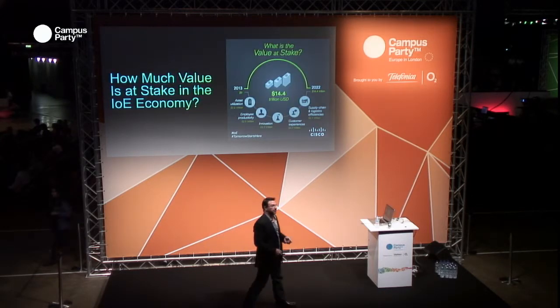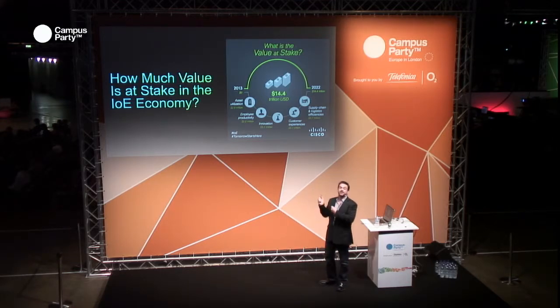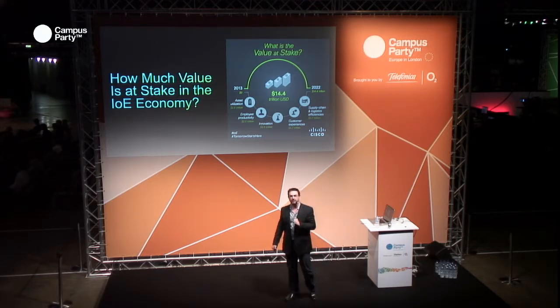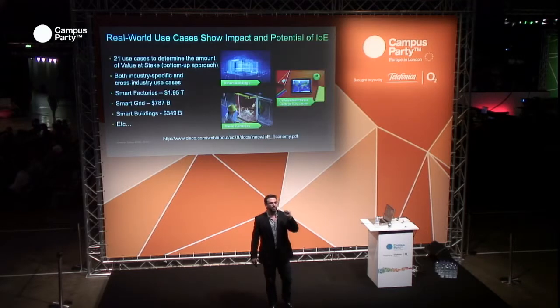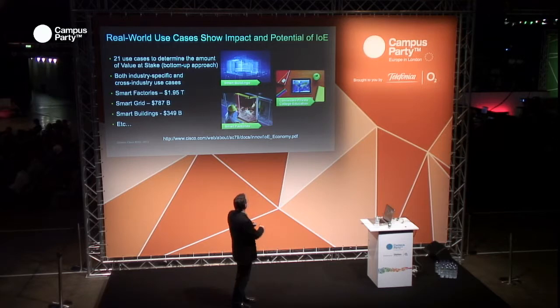And you're going to hear Cisco talk a lot about the Internet of Everything. And how much money is at stake in the IoE economy? We put together these papers for the financial analysts and say $14.4 trillion. That's what the industry is going after in terms of efficiencies, et cetera, over the next 10 years. And there's 21 business cases behind that. If you want to go look at them, feel free.